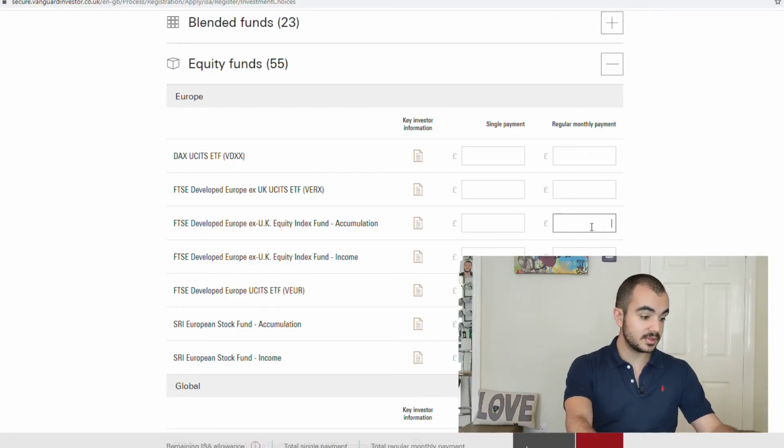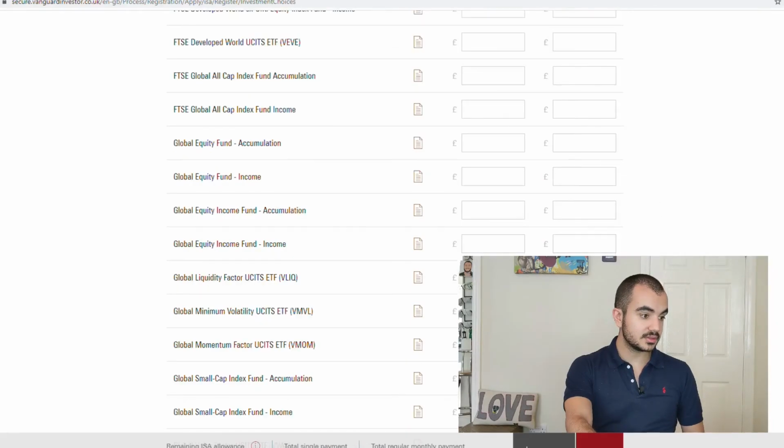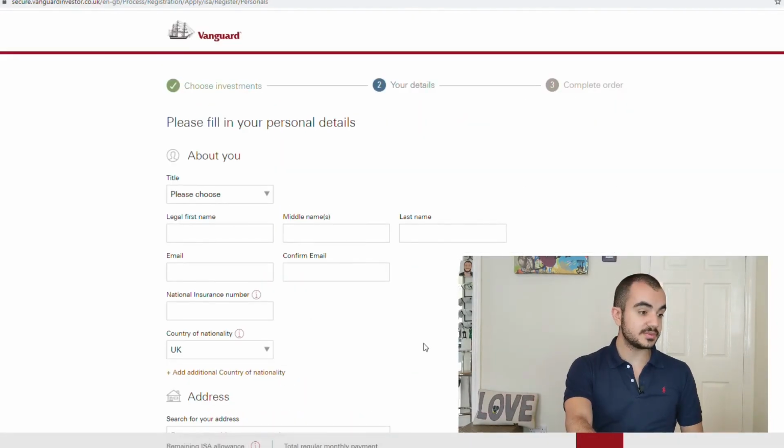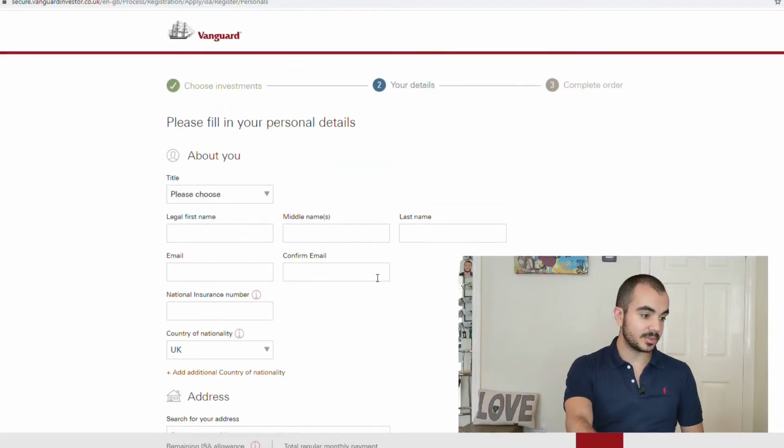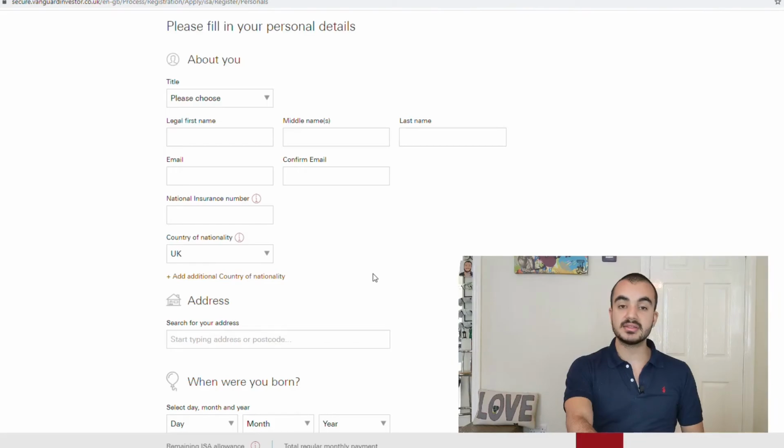That's the absolute minimum. So I'll just do 100 here, and we'll go next. So on this next page, it's just a details page, which I'm not going to go through. It's your standard form to open up an account. And then essentially when you click next, the application will be created.